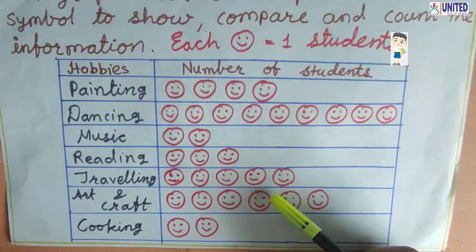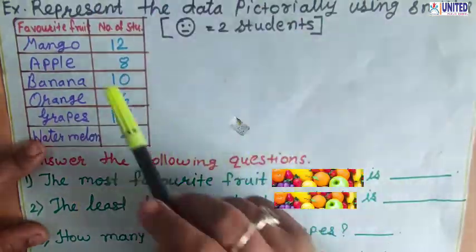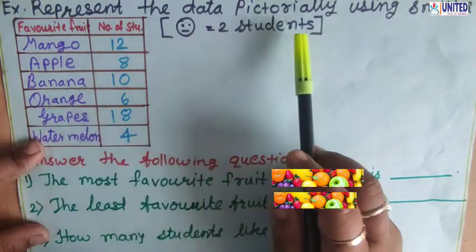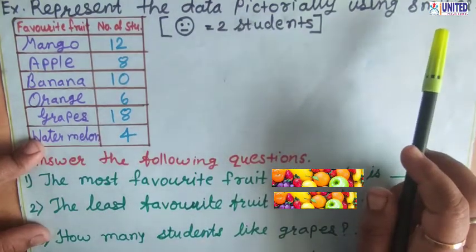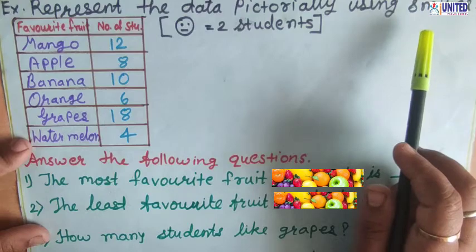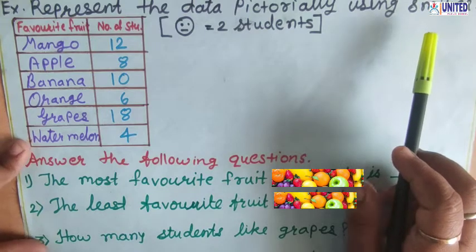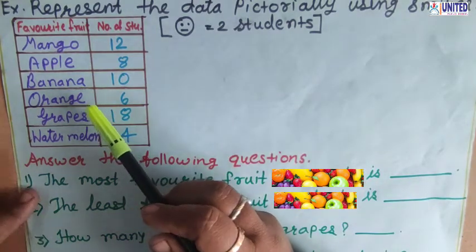So in this way we can make a pictograph. Instead of writing the numbers, we use pictures or symbols. So this is about the pictograph. Let's see one more example. Represent the data pictorially using smileys. So here you have to draw the pictograph of smileys. For that one chart or table is given.